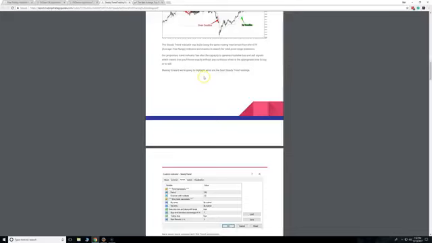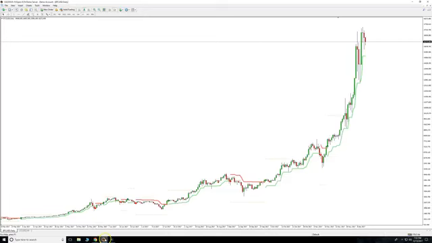That's what it's based on. Basically, what it does is we trade the pullbacks. So what that means is you see this nice uptrend.